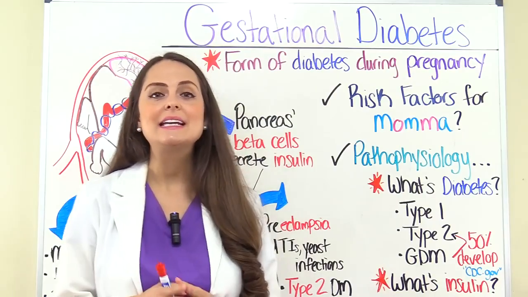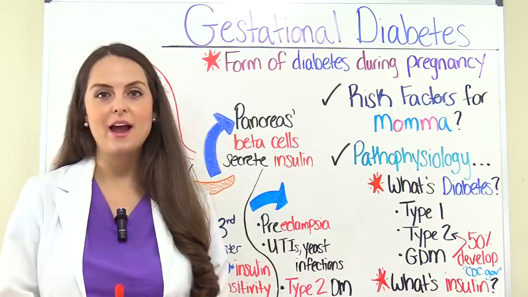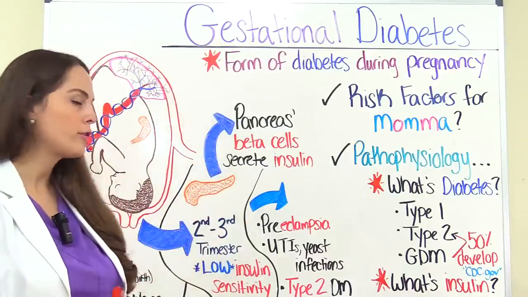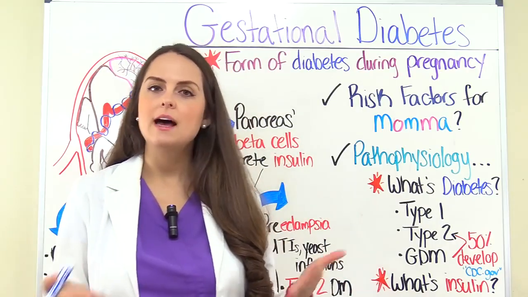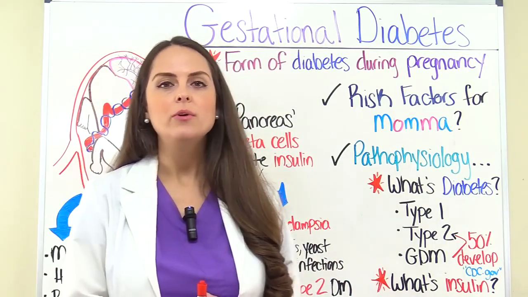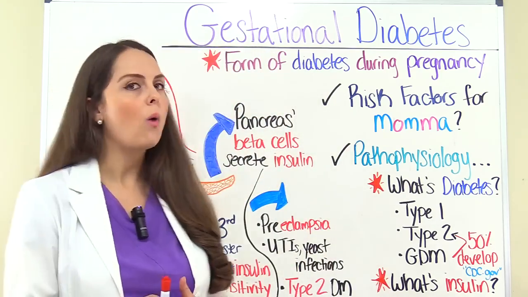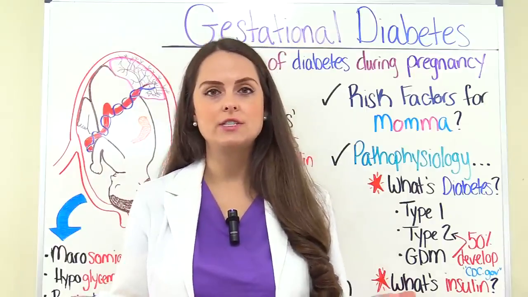Gestational diabetes is a type or form of diabetes that occurs during pregnancy. It tends to occur during the second or third trimester. Now, why does a woman develop diabetes during her pregnancy? Well, to help us understand this, we need to lay out the risk factors for why a woman may be at risk for developing gestational diabetes.